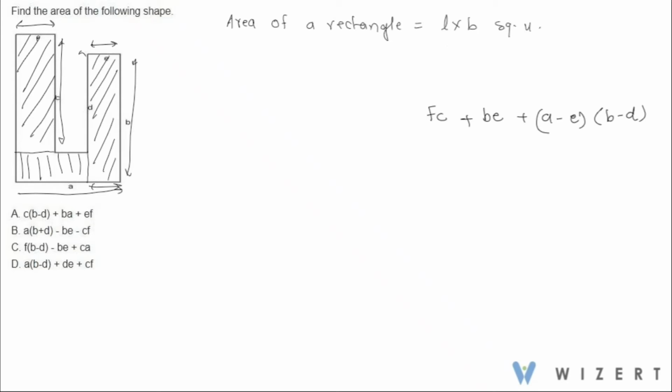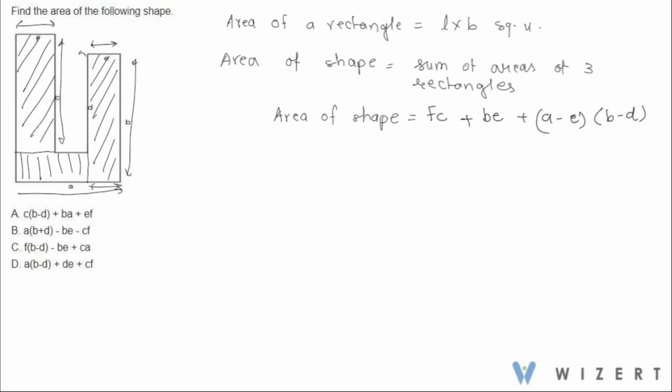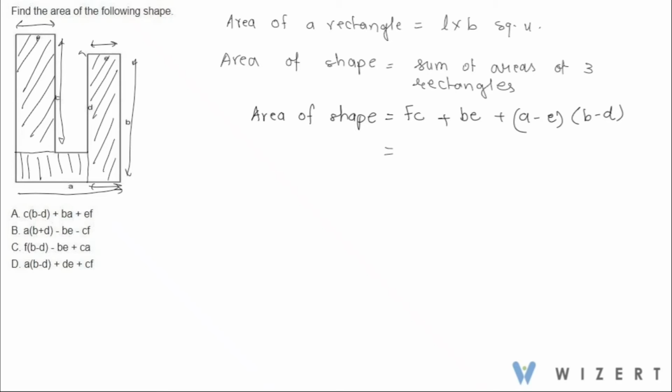Let me write a few things. Area of shape equal to sum of areas of three rectangles. Therefore, area of shape equal to this. So let's expand this because such an option is not in the given options.